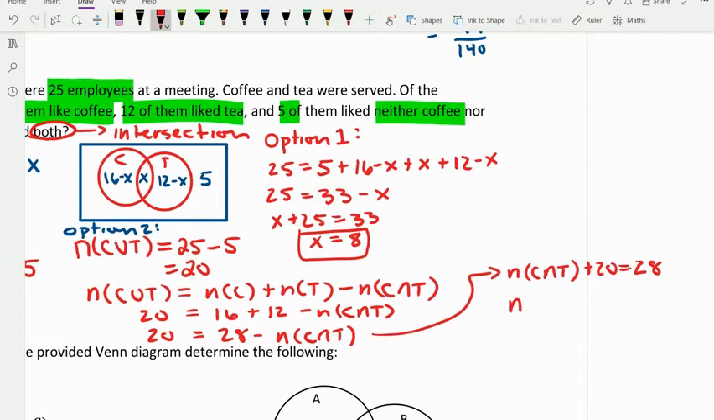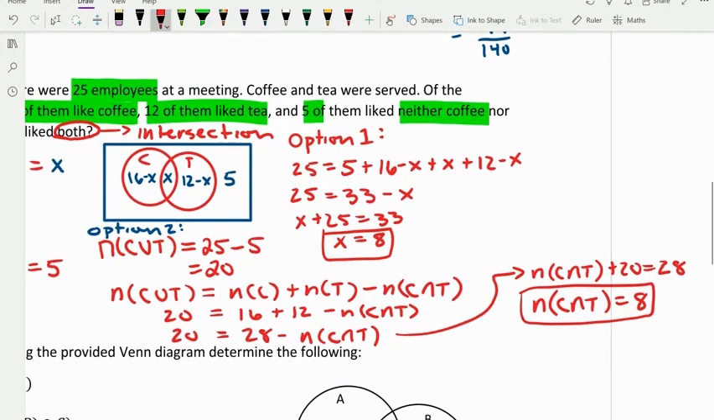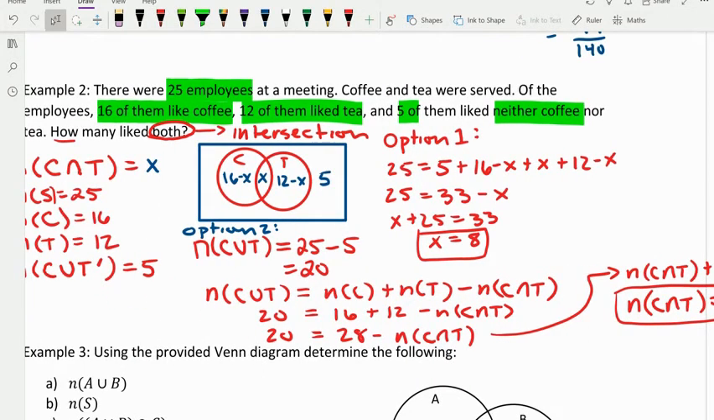Subtracting the 20 from both sides, we end up with the same answer as before. 28 minus 20, we end up with 8 as the intersection. So that's the second method, using our formula for the union of 2 sets.